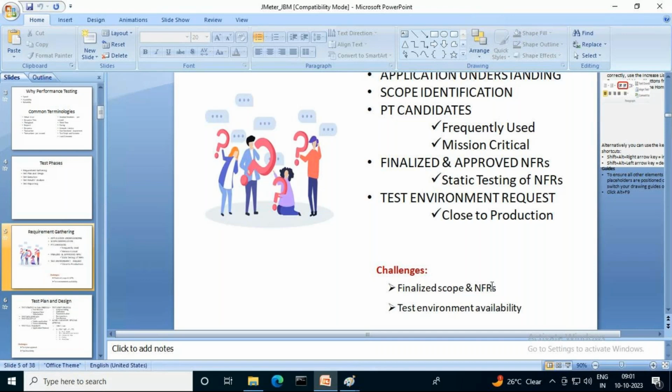Then the test environment availability. I told you that we need an environment which is close to production, right? But sometimes the project guys say that they will not be able to provision a performance test environment which is close to production, but you need to clearly tell them that it is a requirement from performance testing point of view. Otherwise, there is a risk that whatever results you get in your performance testing will not correlate to production.